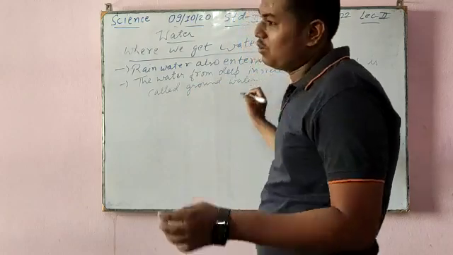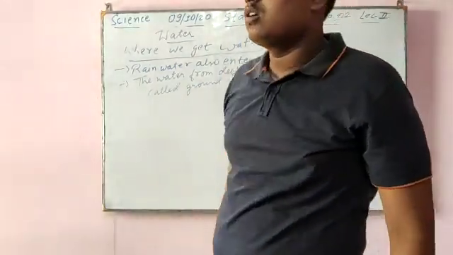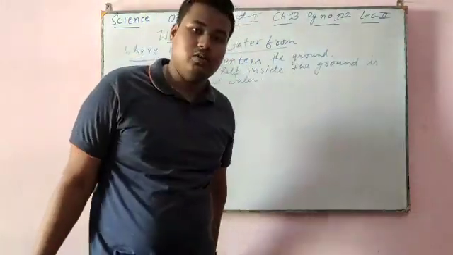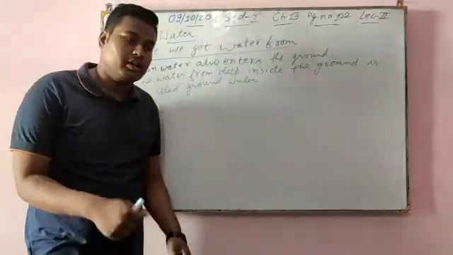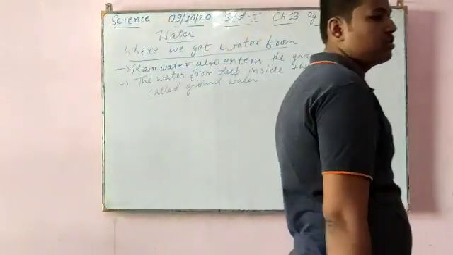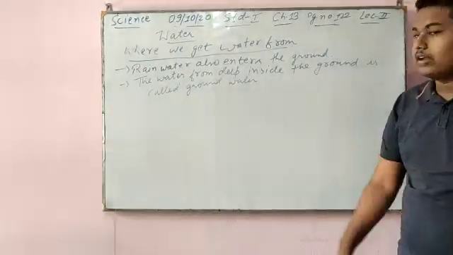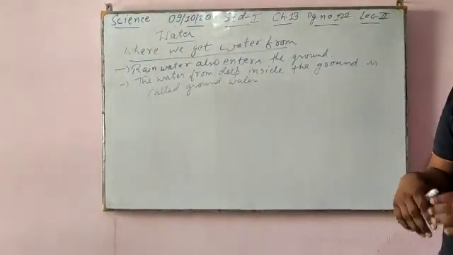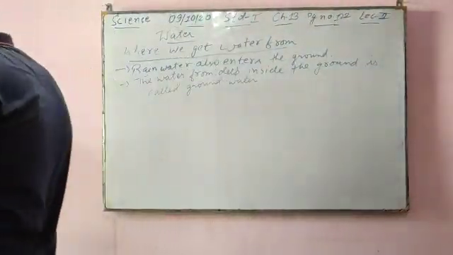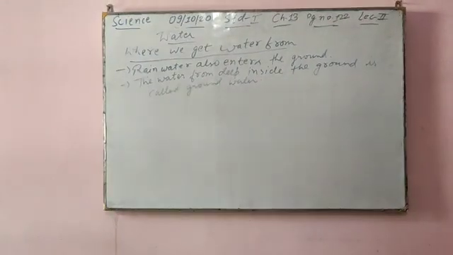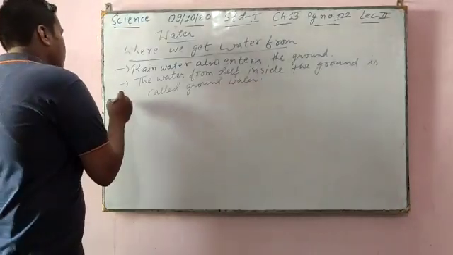It's called groundwater. That's why people who live in very hot areas, where they do not get water, dig land and make wells and hand pumps. Very deep inside the land there is water also. So after digging, they usually get the water.